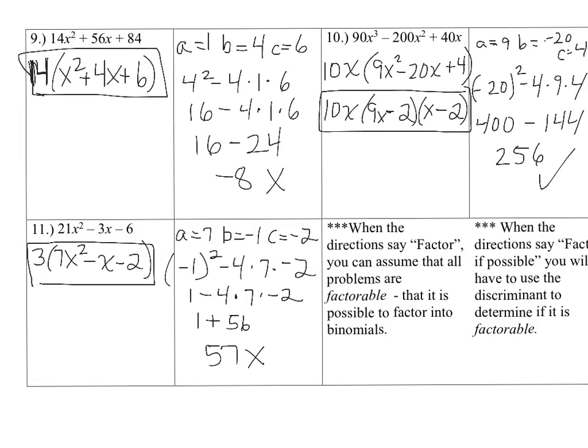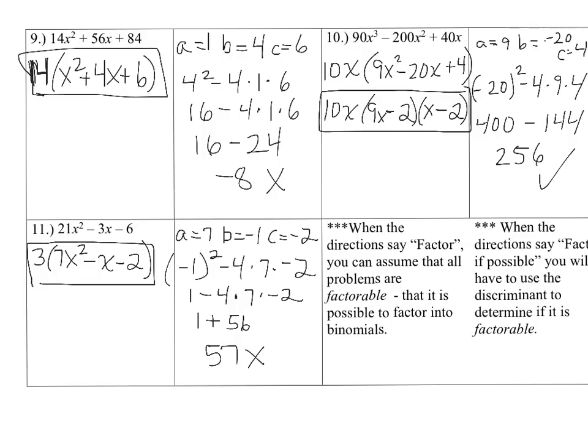So if you take a look at the first one, my GCF was 14. And then this negative 8 means that I can't factor this trinomial further. So I just circled this as my final factored answer. Over here, however, my GCF was 10x. Notice in my final answer, I brought the 10x down. It's part of my answer. And then this 256, because that's a perfect square, means that this trinomial right here can be factored. And this is what it can be factored into.